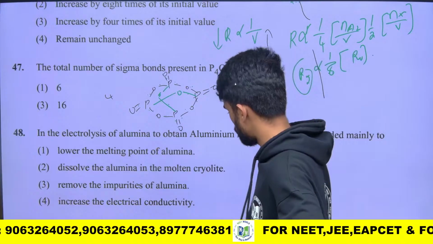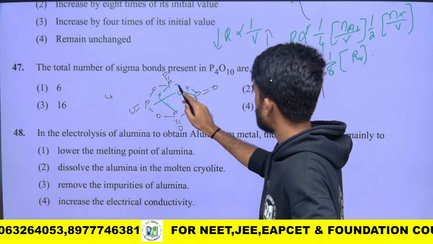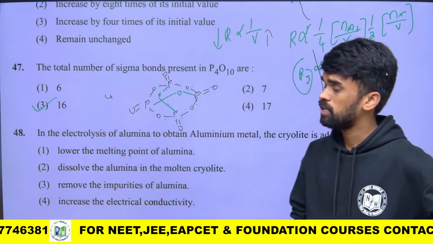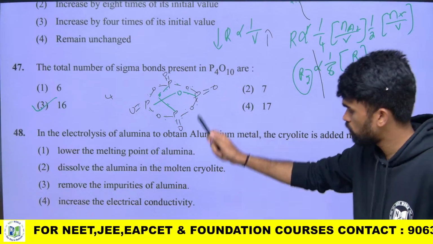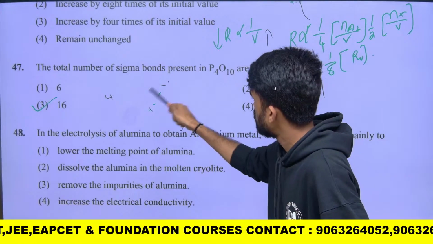So now once again we will check. 1, 2, 3, 4, 5, 6, 7, 8, 9, 10, 11, 12, 13, 14, 15, 16. Yes, we have option number 3. 16 is the answer. How do we write this? Once again look here. So write the POP like structure first.